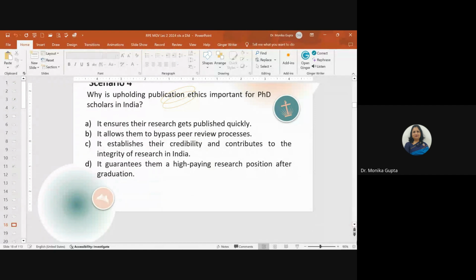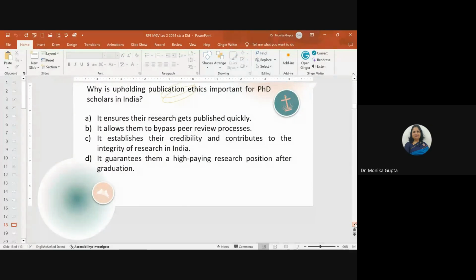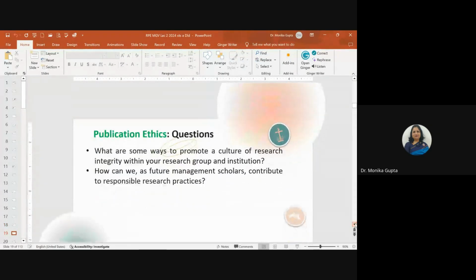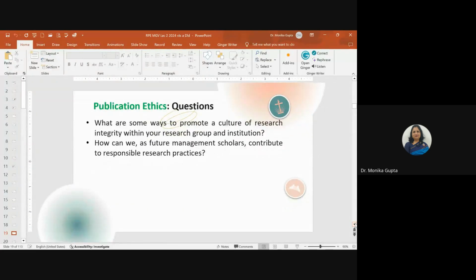So I really appreciate your participating and you are getting the things, and most of the answers are correct. So this reflects your interest. Okay. So certain questions. What are some ways to promote a culture of research integrity within your research group and institution? What we can do?